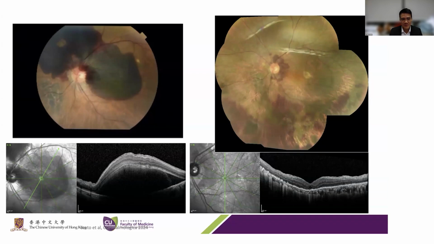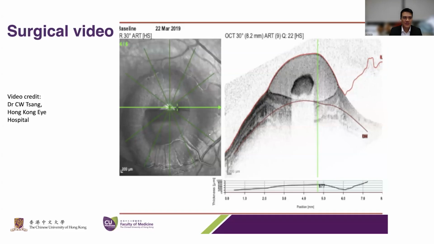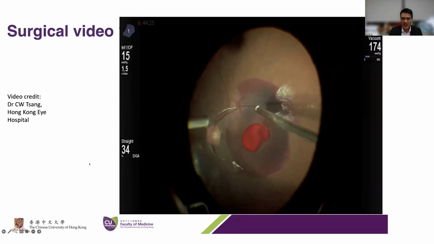As you can see, most of the submacular hemorrhage has been displaced inferiorly to beyond the arcade, and the foveal depression nicely reappears with no foveal involving subretinal scarring or fibrosis. So how do we do it? So this is a case of submacular hemorrhage.